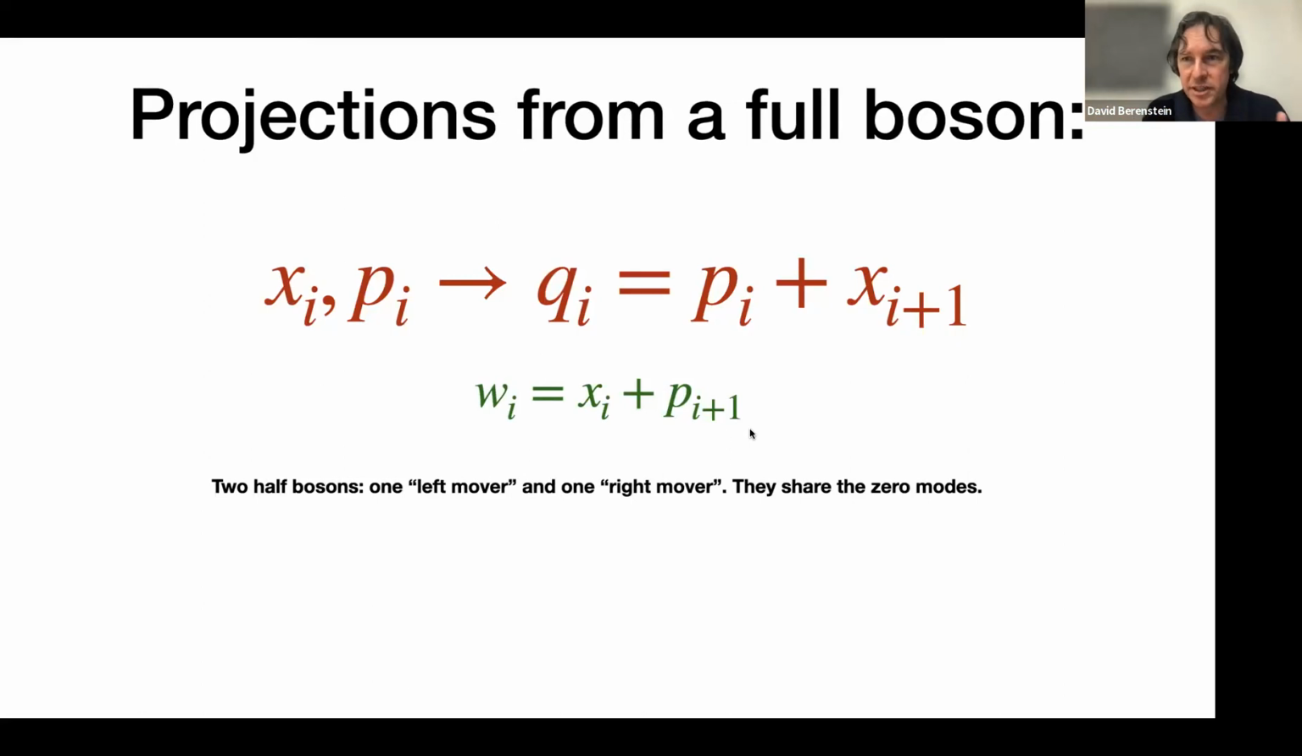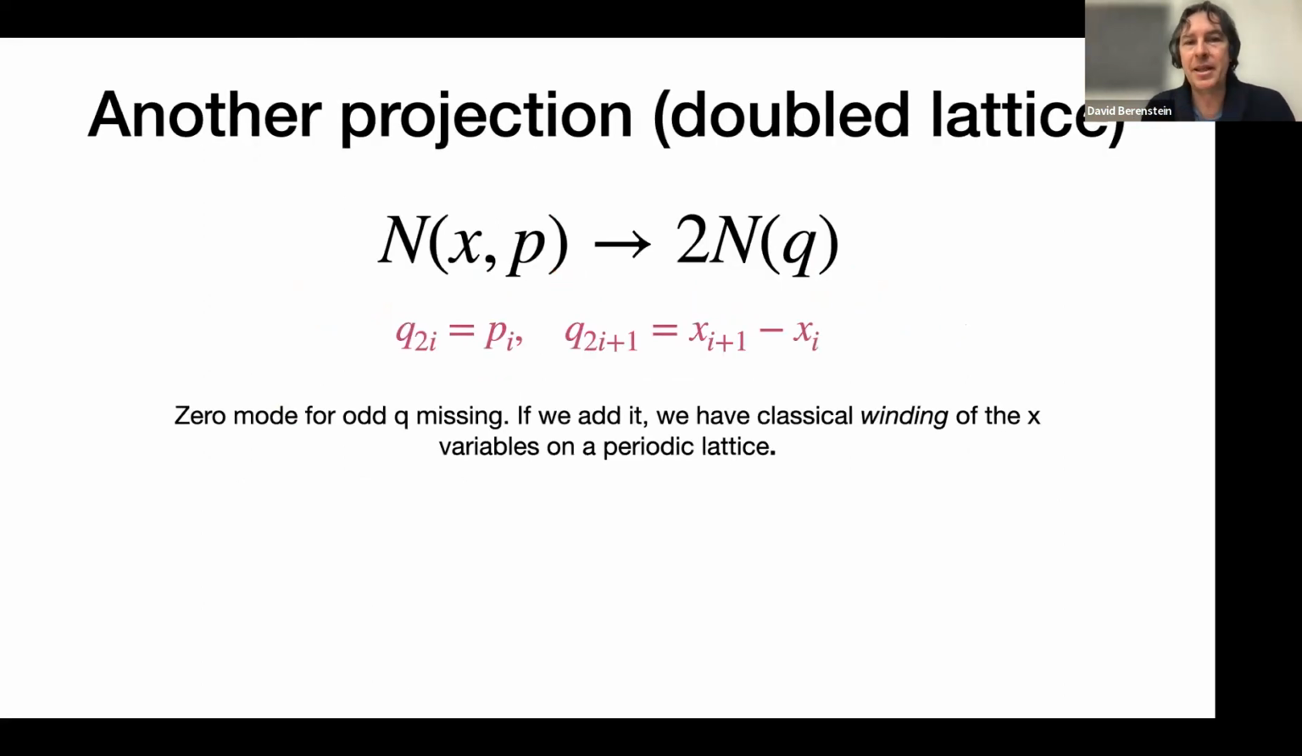But there's another projection, and this one's more interesting. I can also double the lattice. If I start with a phase space that has X's and P's, I have two n variables. So I can go from two n variables that are X's plus P's to two n variables that are Q's, and I can try to reproduce the Poisson brackets I gave you before. You can just put the momenta on the even Q's and the differences of the nearest neighbors on the Q's, and you can check again that the P's and these kinds of gradients have the correct Poisson brackets.